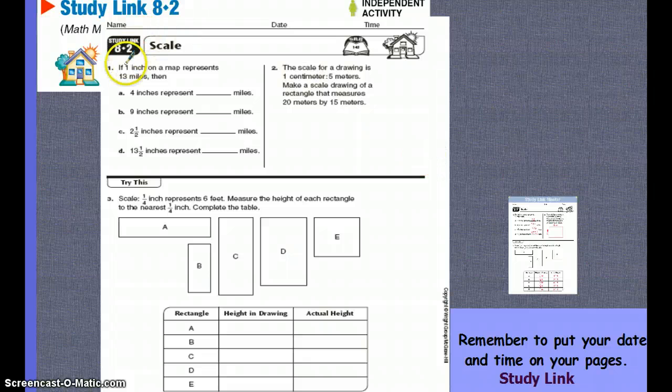So remember, here it's telling you 1 inch equals 13 miles. So how much does 4 inches make? Well, 1 times 4 is 4, so 13 times 4 is how many miles? 1 times 9 is 9, so 9 times 13 is how many miles? And then go ahead and do the scale drawing and try this. Remember to put your date and time on your pages and hand the study link in before going on.